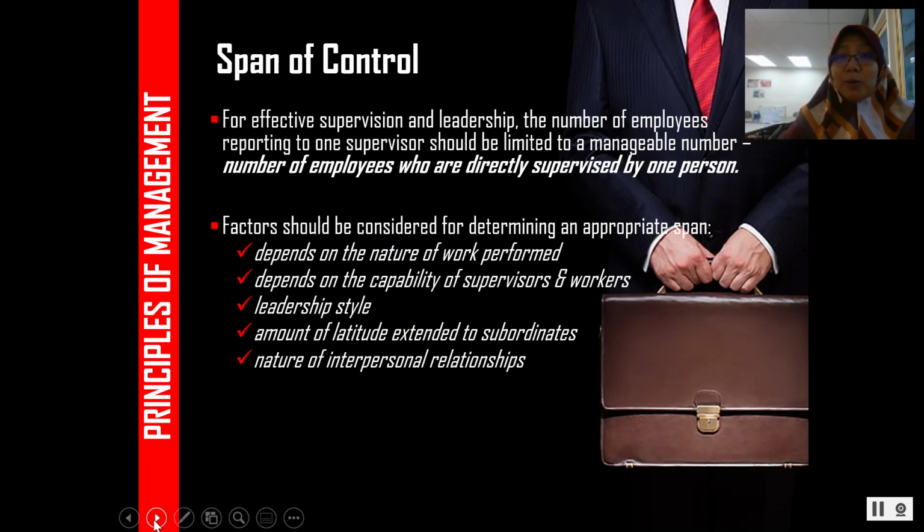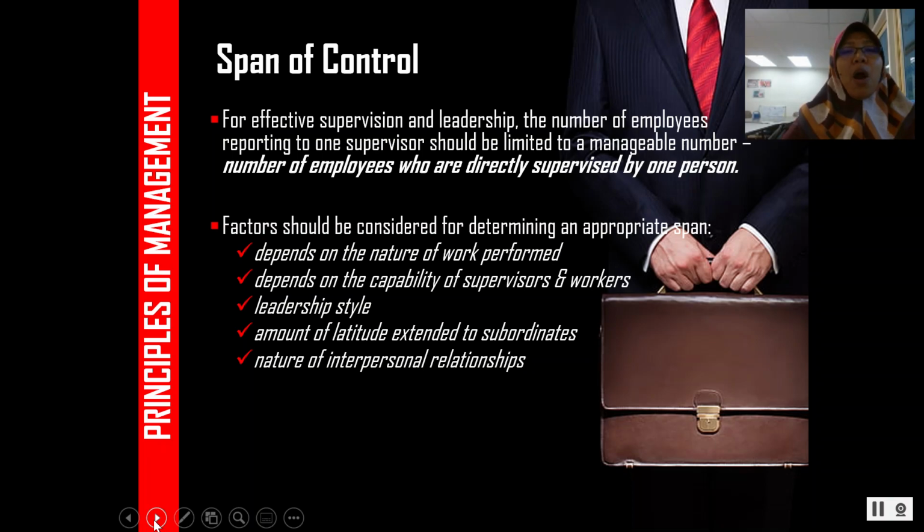Next, we are going to continue to the next principle of management, which is the span of control. Are you familiar with the word span of control? So, for effective supervision and leadership, the number of employees reporting to one supervisor should be limited to a manageable number. So, the number of employees who are directly supervised by one person. In other words, how many employees each supervisor can manage.